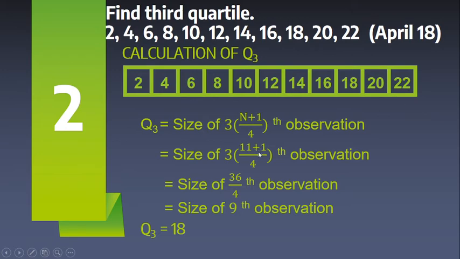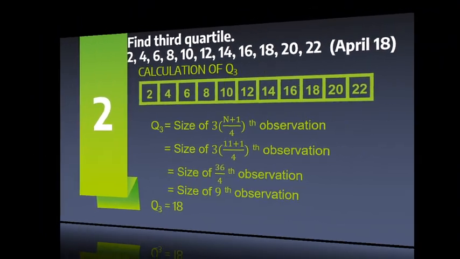11 plus 1 by 4. 11 plus 1 is 12. 12 into 3 is 36 by 4. So 36 by 4 is the 9th observation. So we pick out the 9th value: 1, 2, 3, 4, 5, 6, 7, 8, 9. The 9th value is your 18. So Q3 is 18. So this is with regard to the third quartile for individual data.